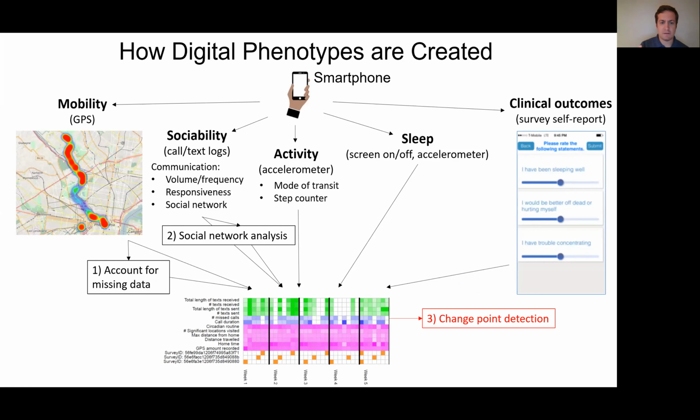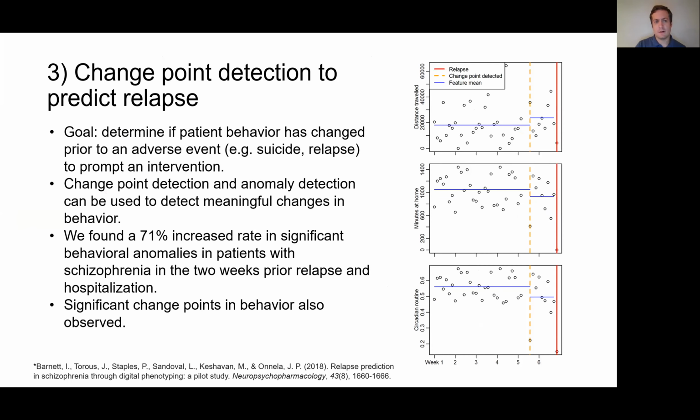So I've talked about two stage one analyses. Let's talk about a stage two analysis. Once we have this feature matrix, what's something we can do with it and connect it back to something that's clinically relevant? So I'll talk about change point detection, with a specific application to patients with schizophrenia. What we wanted to do was see if there was a significant change in a person's behavior or anomalies in their behavior as measured by their passive smartphone sensor data. And if those changes and anomalies in behavior were at all connected to their relapse and hospitalization.